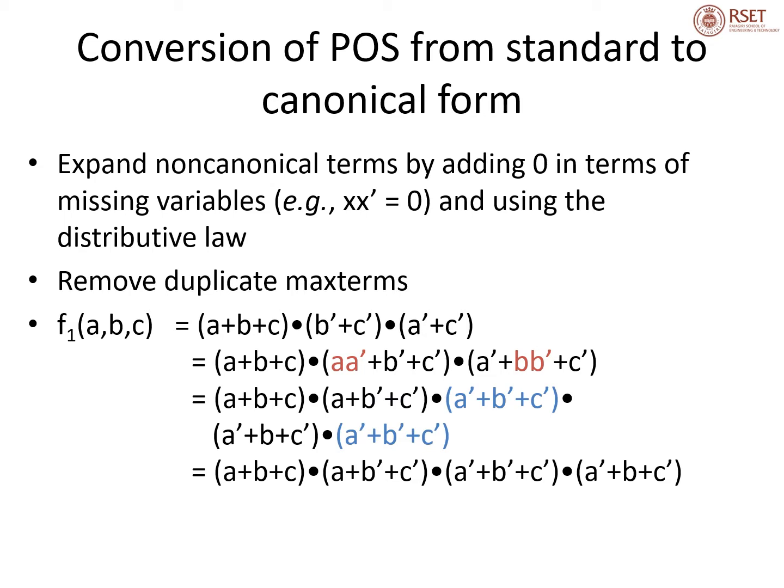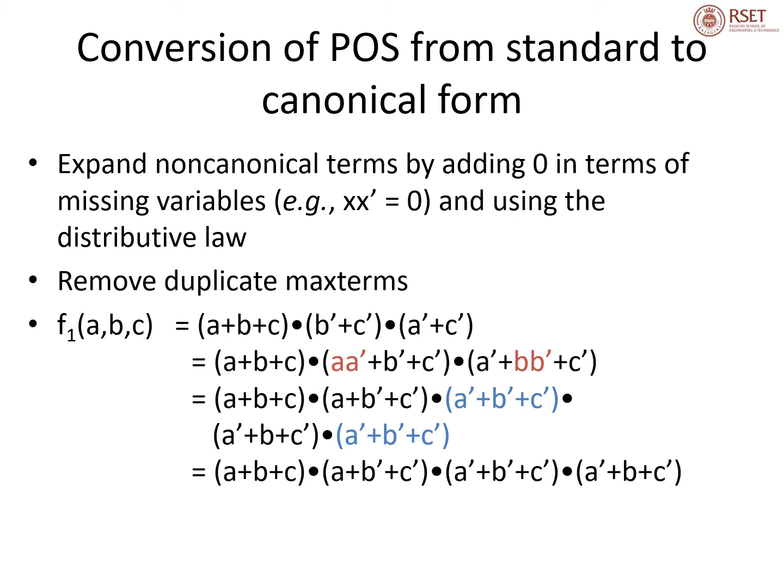Conversion of product of sums from the standard to the canonical form is similar to the sum of products: you can convert from the standard to the canonical form. In this case, you have to expand the non-canonical terms by adding zeros in terms of the missing variable.